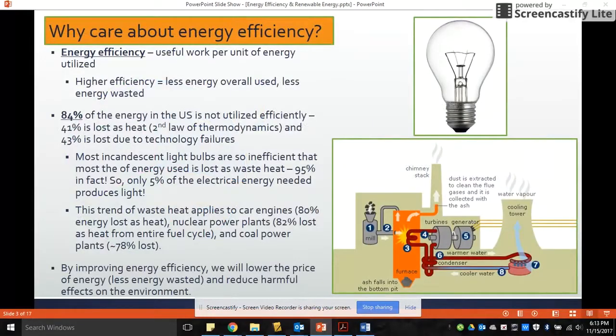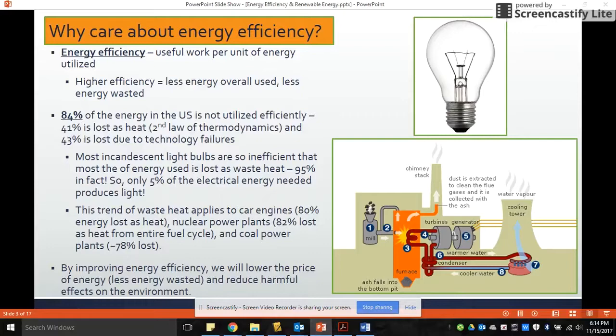So we are talking about energy efficiency here. So that is the useful work per the energy utilized. So if we have a higher energy efficiency, then we are going to waste less energy to do the same amount of work. To put that in perspective for you guys, 84% of the energy in the United States is not utilized efficiently, so it is wasted. 41% is lost as heat, and 43% is lost because we have very inefficient machinery.